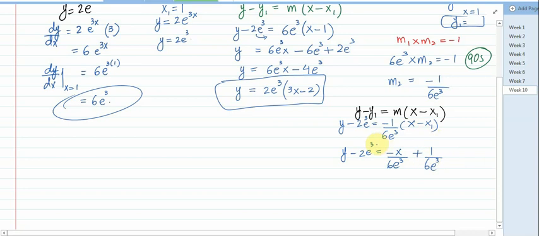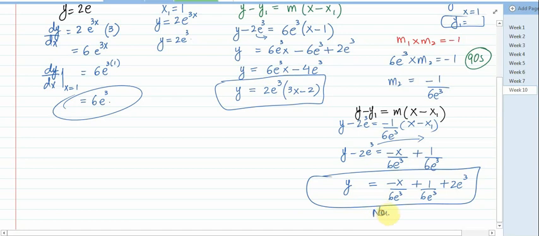Alright. Now if you shift the minus 2e to the right side, it will be equal to minus x over 6e to the power 3 plus 1 over 6e to the power 3 plus 2e to the power 3. That is your equation of the normal. Alright, that is the equation of the normal, and this one is the equation of the tangent.